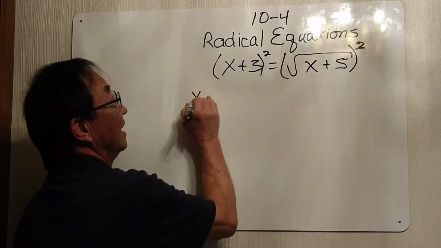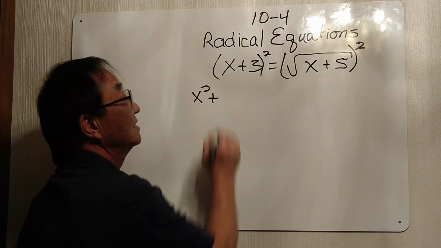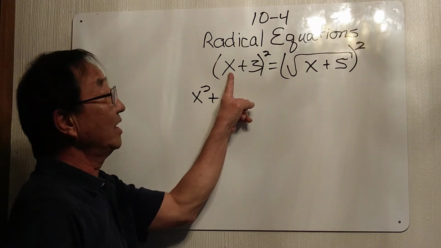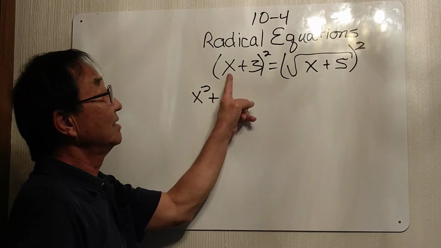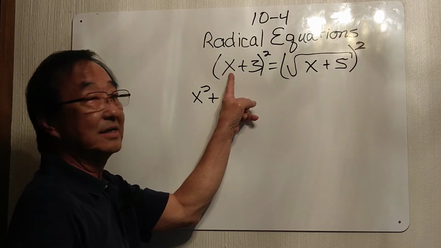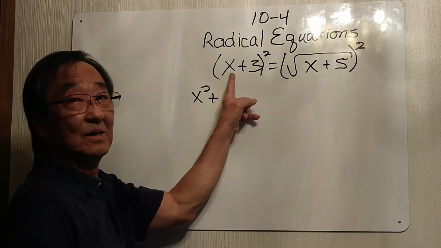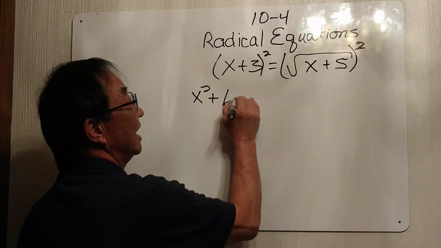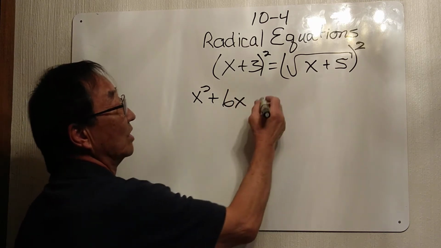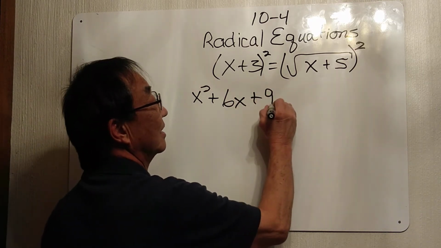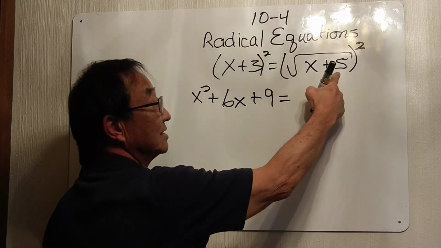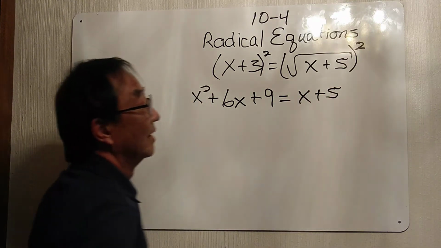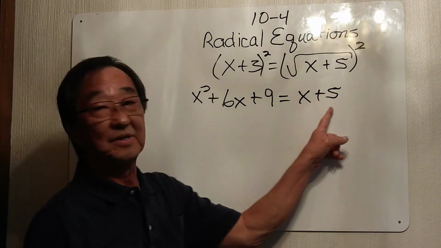This becomes x squared plus, all right, the shortcut to this, if you don't follow it out, is to take the 3 times the x, which is a product, and take 2 times that. So this becomes 3x times 2, which is 6x, and then you square the last term. And when you square this side, the square root goes away, and you are left with x plus 5.